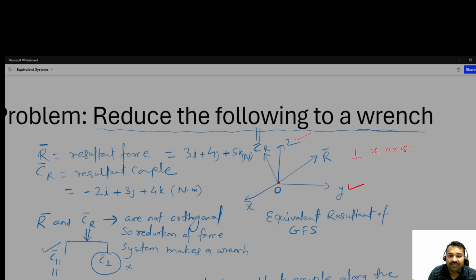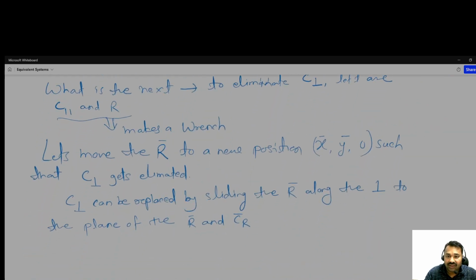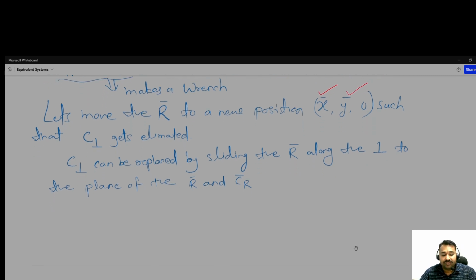So it lies in which plane? X and Z. Okay, so what will be the perpendicular of this? The perpendicular of the CR plane will be the Y axis. Okay, that's why here only the X and the Y coordinates are given and the Z is 0. Okay, so what is next then?